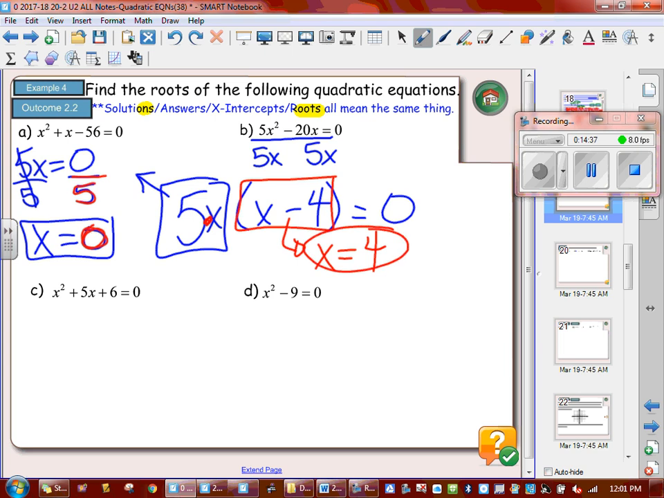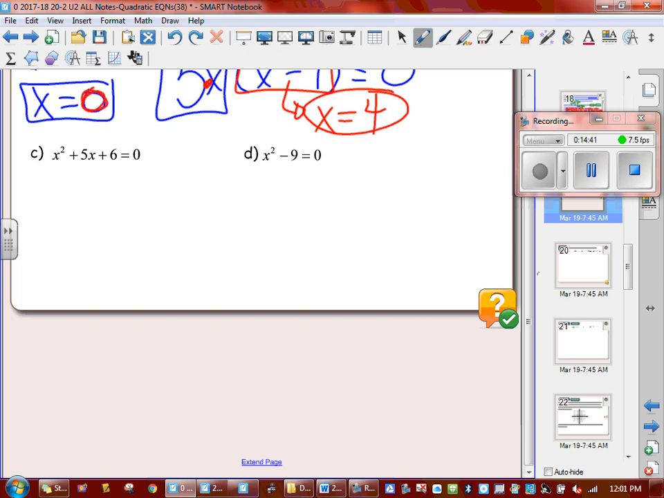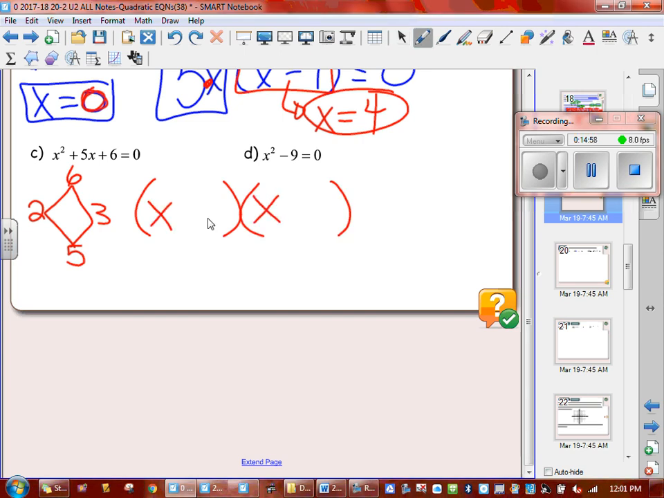Okay, you got a couple minutes to take a look at letter C. Letter C, here is a diamond with a 6 on top and a 5 on the bottom. That's going to give us a 2 and a 3. So now I open my brackets. We have x at the front. And then I'm going to put my positive 2 and my positive 3 in my brackets. Now I have to pull them out of brackets. What makes this bracket equal to 0? -2. What makes this bracket equal to 0?